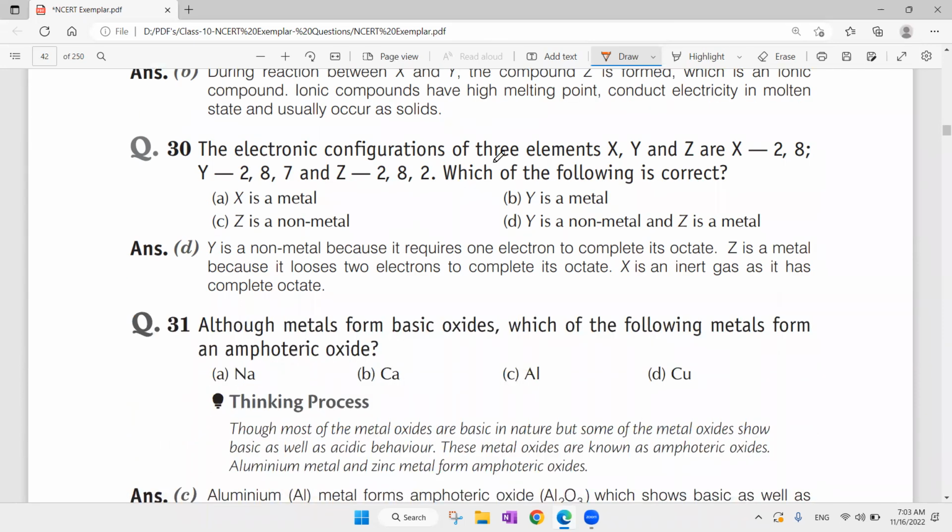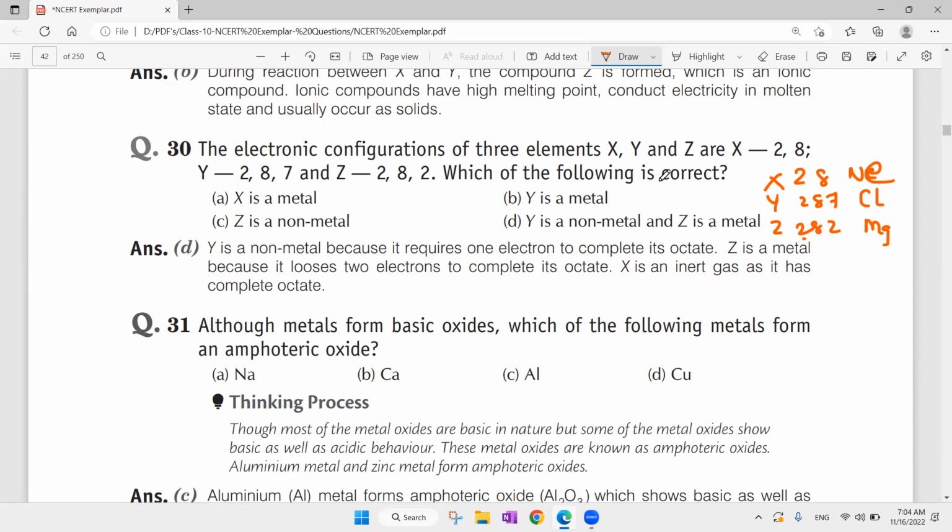The electronic configurations of three elements X, Y, Z are 2,8; 2,8,7; 2,8,2. Which of the following is correct? X is 2,8, which means 8 plus 2 is 10. 10 means neon. Y is 2,8,7, which means 17. 17 is chlorine. Z is 2,8,2, which means 12. 12 is magnesium. So we got neon, chlorine, magnesium.